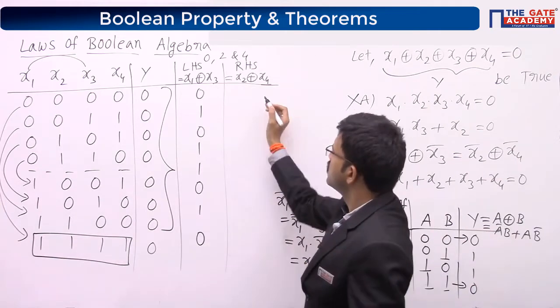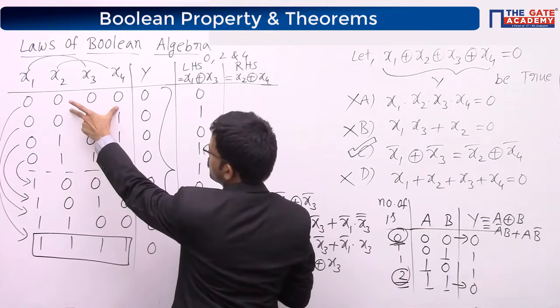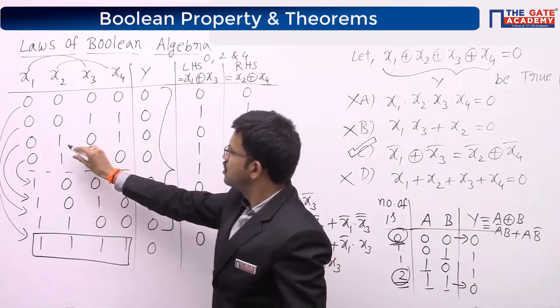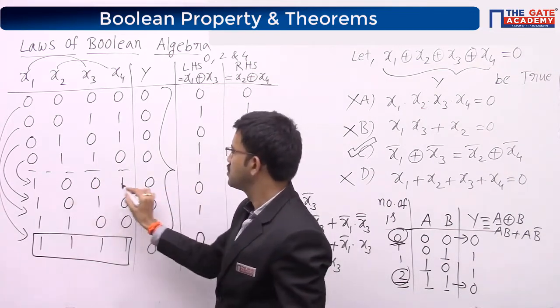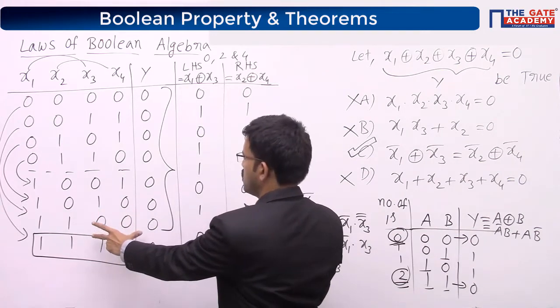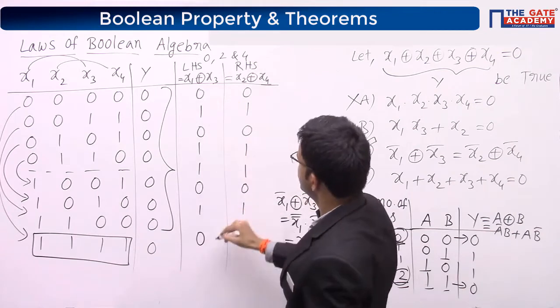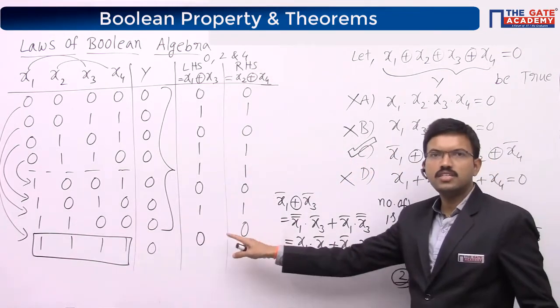Now x2 exclusive-OR x4, second column and fourth column: 0 XOR 0 is 0, 0 XOR 1 is 1, 1 XOR 1 is 0, 1 XOR 0 is 1, and so on down the column. Just observe this column and this column, whether these two columns are the same or not. These two columns are the same.